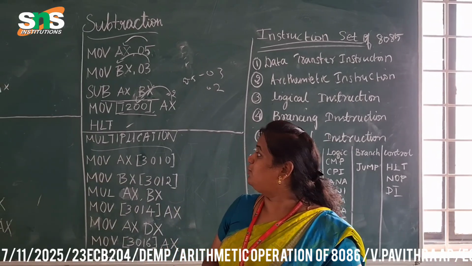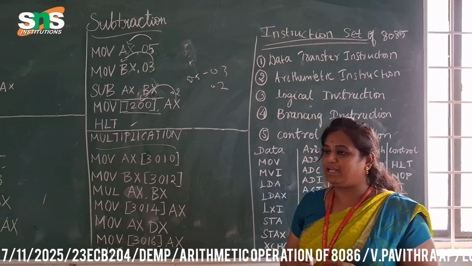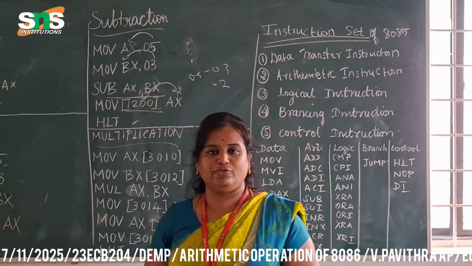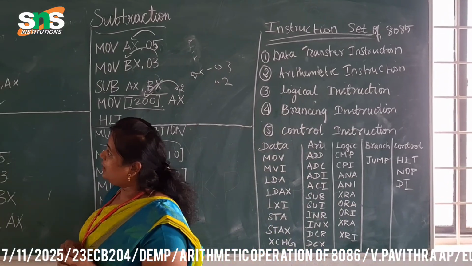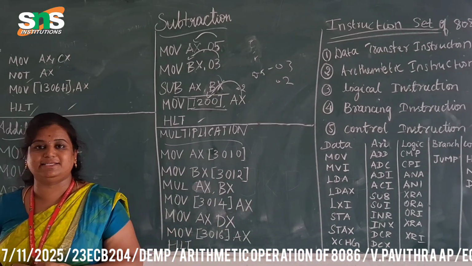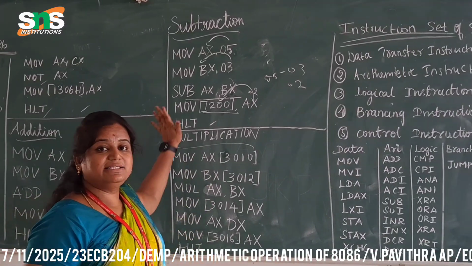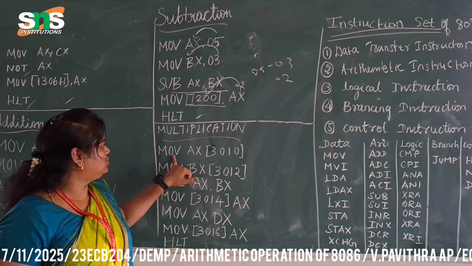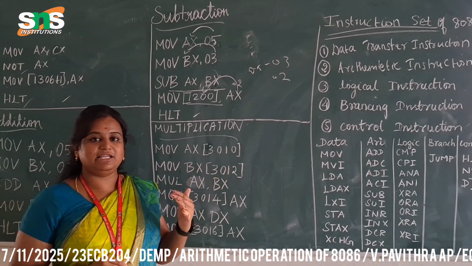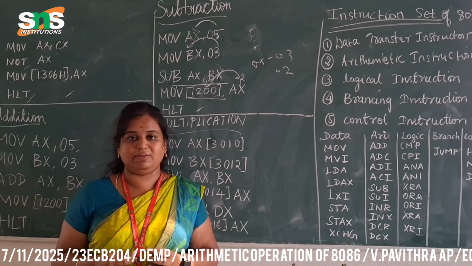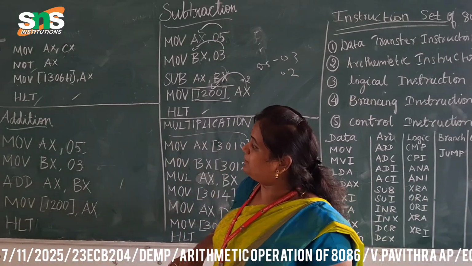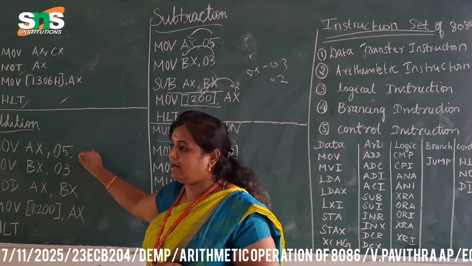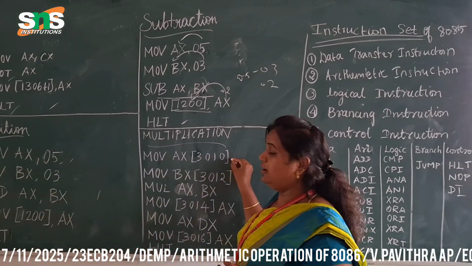Today's video we are going to see the program of multiplication in 8086 and then the instruction set of 8085. In the last video we discussed the program of logical operations in 8086, and then addition and subtraction. Now we are going to see multiplication. In each and every program we have given the data. In the first program we gave the address directly. In the second program we gave the data directly. Now we are going to give the address.